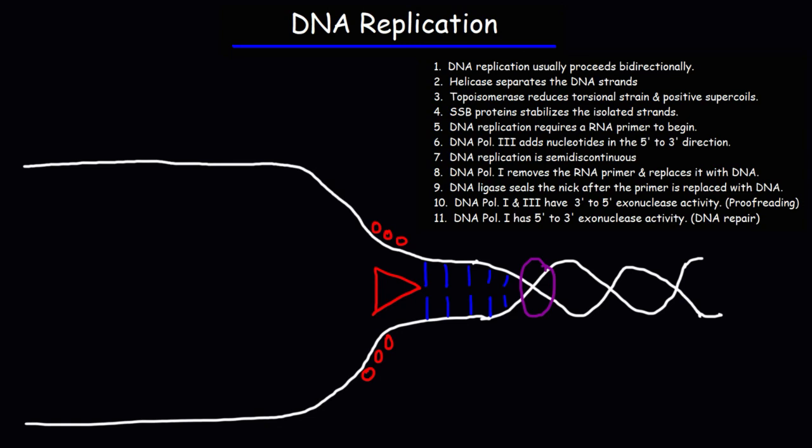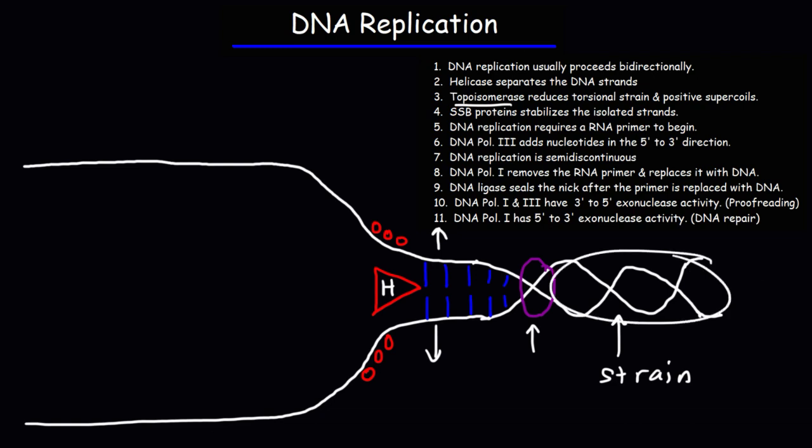So here's a picture of the replication fork that I decided to draw ahead of time. And the first thing that we're going to talk about is the helicase enzyme. Helicase separates the 2 strands, and it does so by breaking the hydrogen bonds that hold the nucleotides together. As helicase separates the 2 strands, torsional strain is created ahead of the replication fork. As a result, an enzyme is needed, DNA gyrase, which is a type of topoisomerase. These types of enzymes can reduce the torsional strain and even relieve positive supercoiling that could form in the DNA strand ahead of the replication fork.